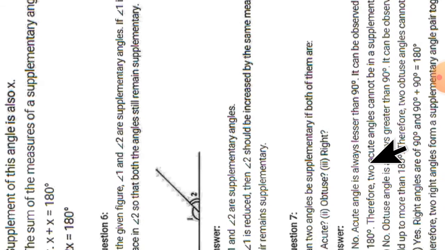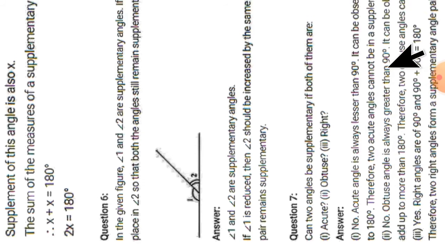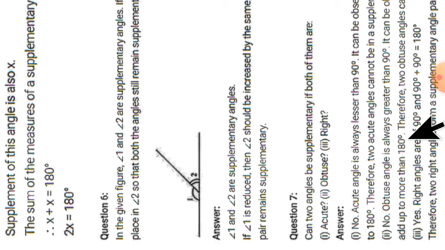Now the second one: can they be obtuse? No, an obtuse angle is always greater than 90 degrees. If they are greater than 90 degrees, then the total of the two will also be greater than 180 degrees. Even two angles of 91 degrees will add up to more than 180 degrees. Therefore two obtuse angles cannot be a supplementary angle pair.